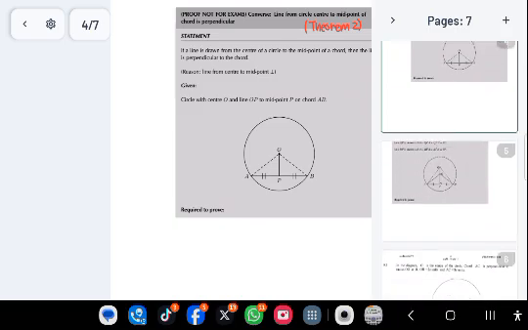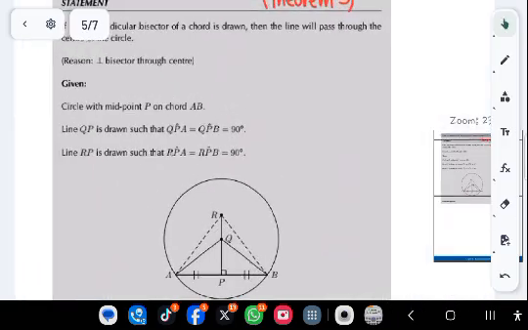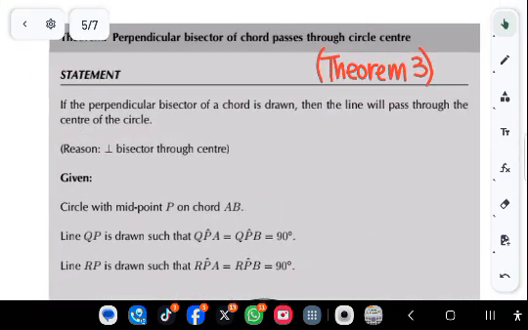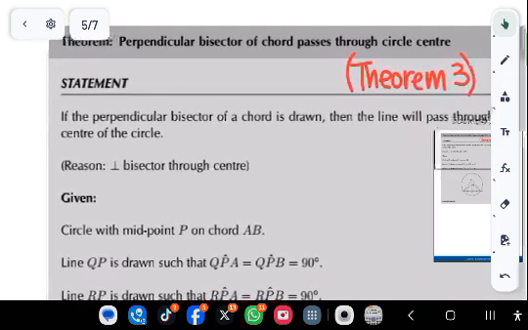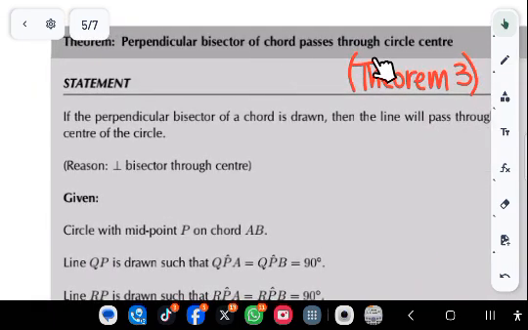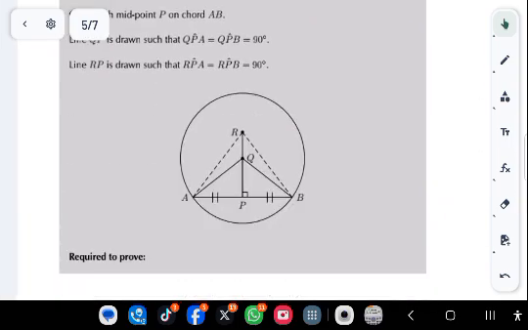Number 3 is what we call a corollary. In other words, it's a combination of the first 2. So it's the theorem and its reverse, the converse, put together. And this is what they're saying: the perpendicular bisector of a chord passes through the center of the circle.